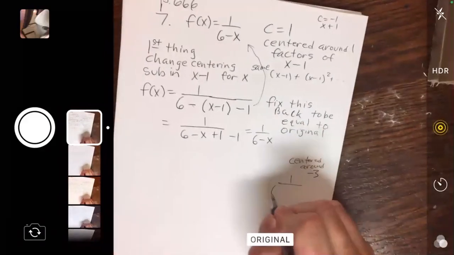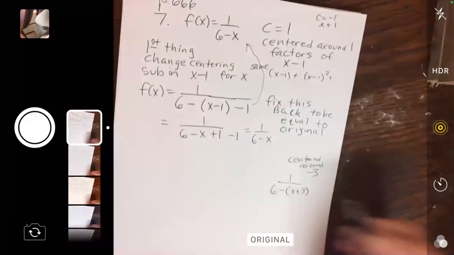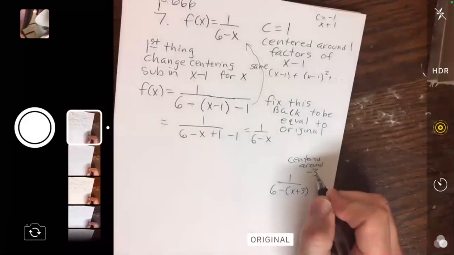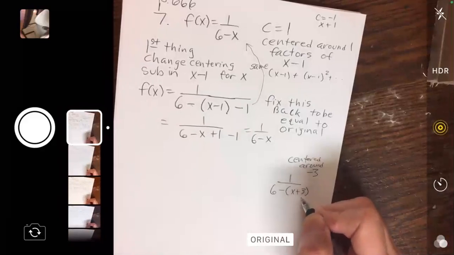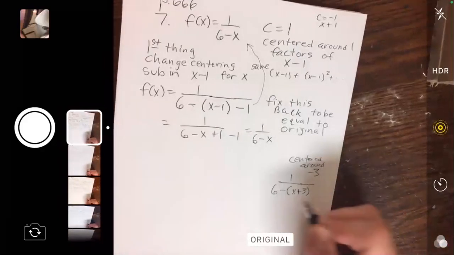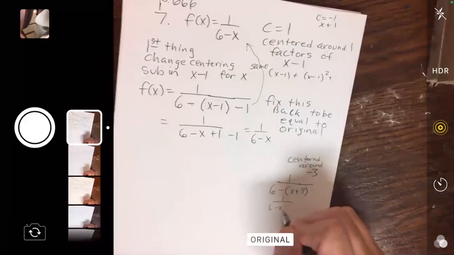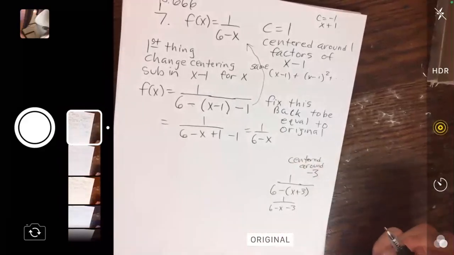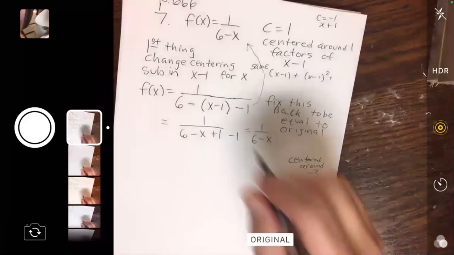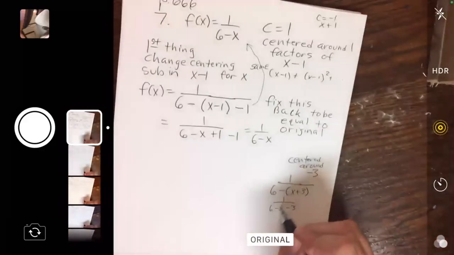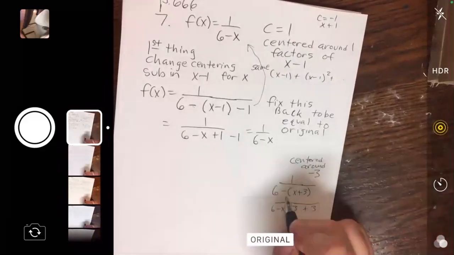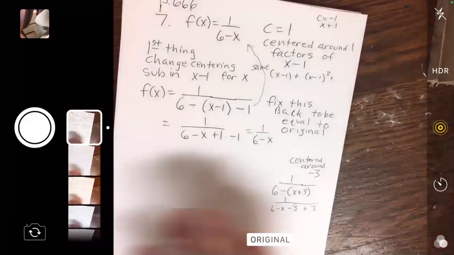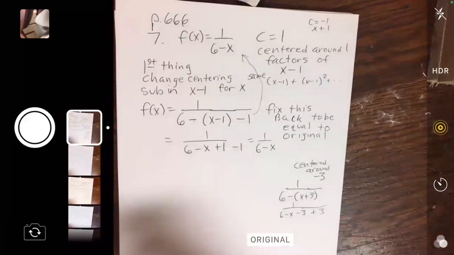I'd have 1 over 6 minus an x plus 3, because the factor would have been x plus 3. So negative 3 plus 3 is 0 here. All right, well, what have I done? I've got 1 over 6 minus x minus 3. So 1 over 6 minus x matches. See, all of this matches. I've got a negative, so I'd have to add 3 to bring it back to 1 over 6 minus x. Does that make it any clearer, or is it still just gibberish?